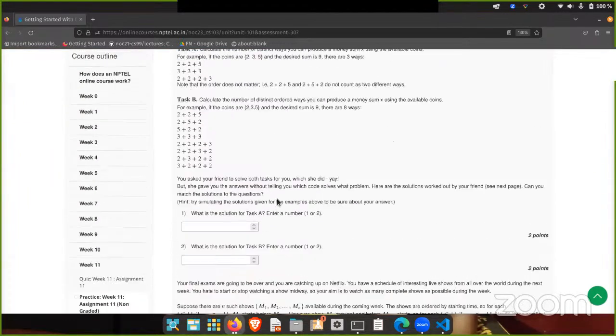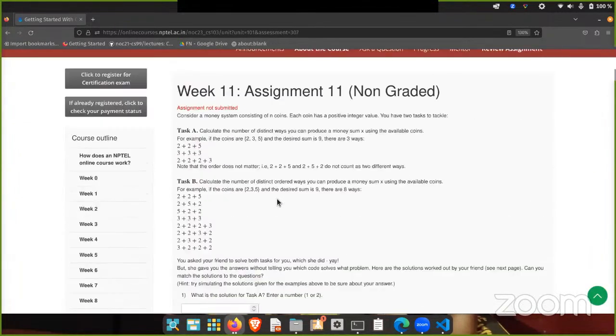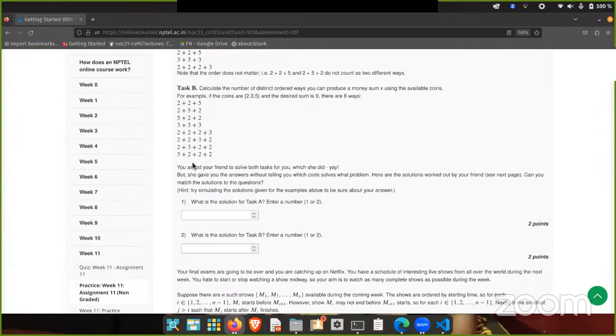What is missing in this question? Is it the first question? First and second. He's asking that there is a sentence here: the solution worked out by your friend, see next page. Where is this line? Here are the solutions worked out by your friend. See next page. Can you match the solution to the questions?